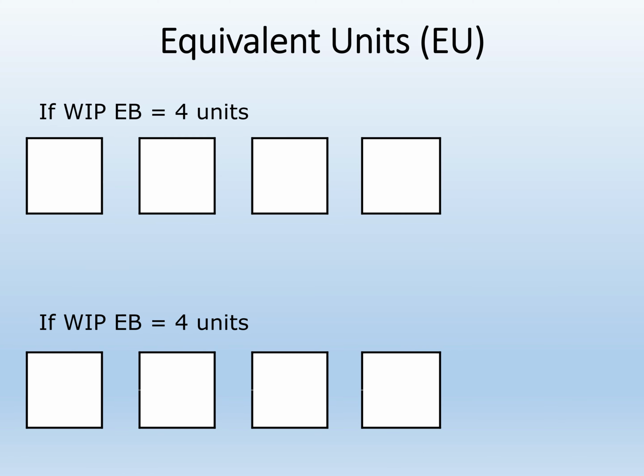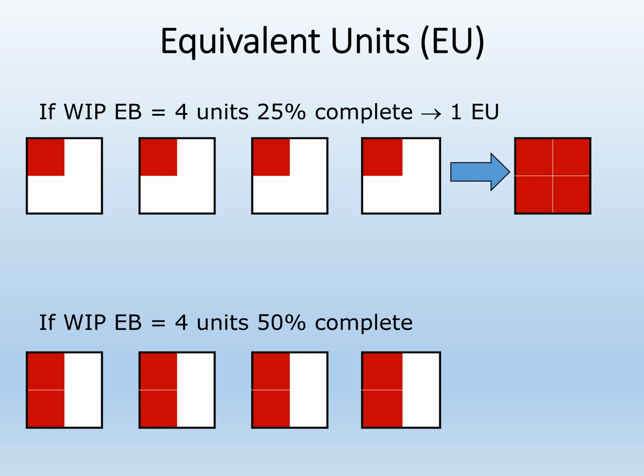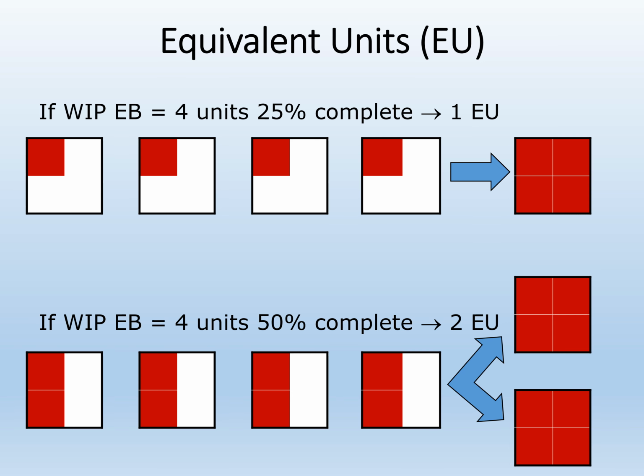Say a firm has a work in process ending balance of 4 units, and each unit is 25% complete. That's the equivalent, in terms of effort, of the work that it would have taken to make 1 unit completely complete. What if those same units had been 50% complete at the end of the period? That means that the firm would have put more effort into their production. And that would be the equivalent of the work that would be needed to make 2 units completely complete.